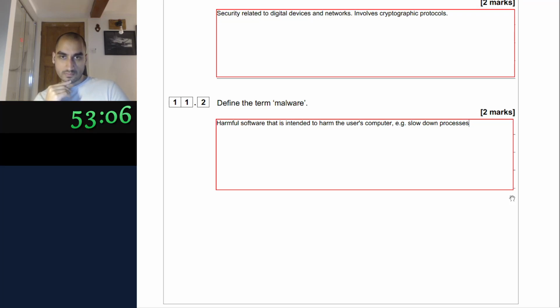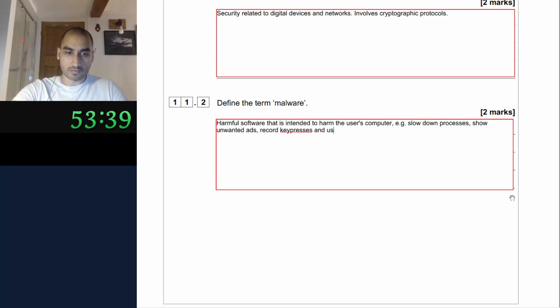Also, that tend to harm the user's computer, e.g. slow down processes. Show ads, show unwanted ads, record. Okay, I'm just gonna say stuff that I don't even think is defined to be malware. Record key presses and user activity. Let's go with that.